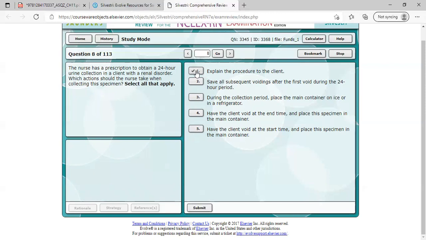Always we will explain it to the patient. It is the first priority. Explanation, take the informed consent, and also save all subsequent voiding after the first void during the 24 hours. It is absolutely true.